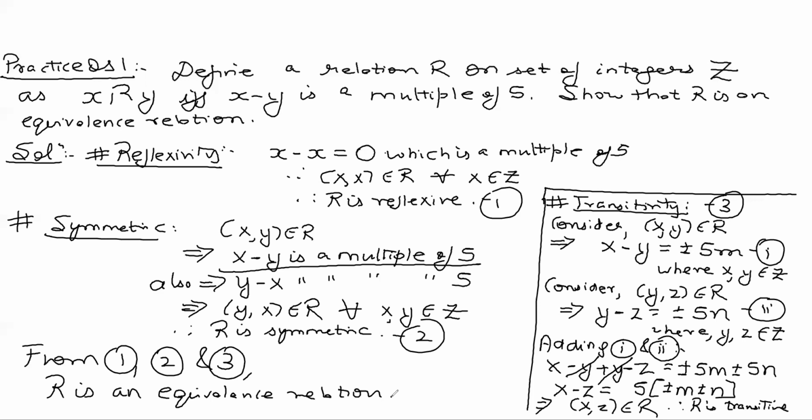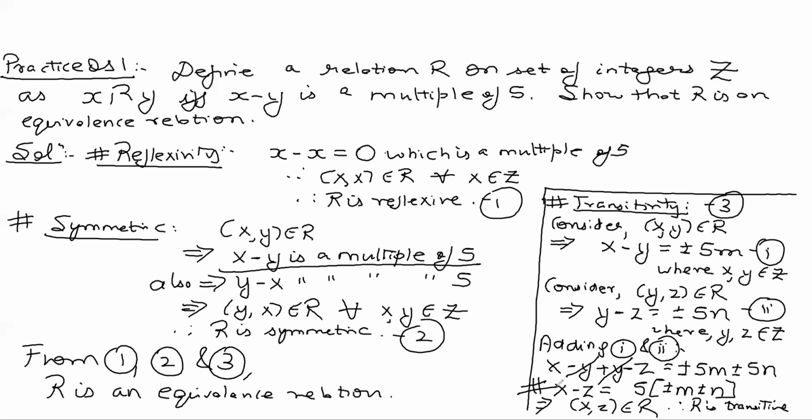(x, y) belongs to R, so x minus y is a multiple of 5. (y, z) belongs to R, so y minus z is a multiple of 5. If I add them, I can see that x minus z is also a multiple of 5. It means (x, z) also belongs to R. Therefore, R is transitive. Since R is reflexive, symmetric, and transitive, it is an equivalence relation.